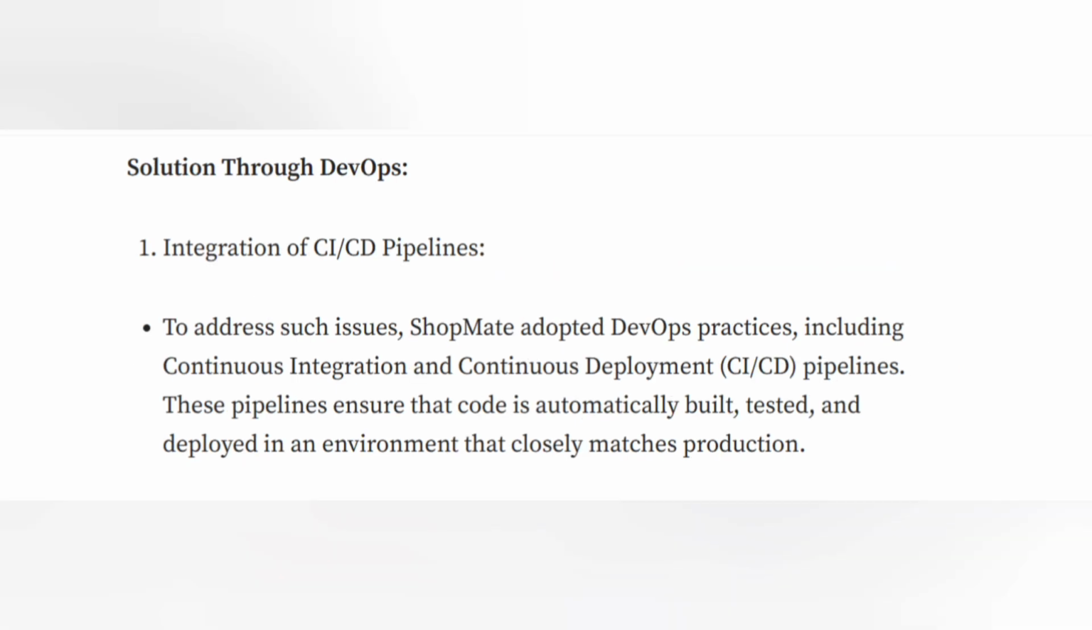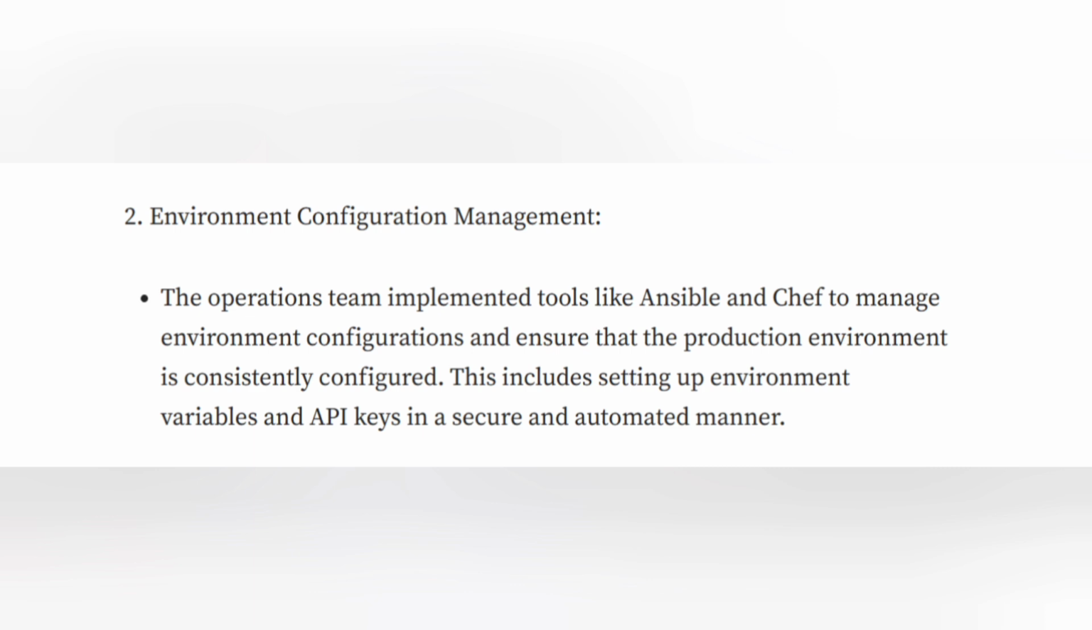The first point is integrating a CI/CD pipeline. To address such an issue, ShopMate adopted DevOps practices including continuous integration and continuous deployment pipelines. These pipelines ensure that the code is automatically built, tested, and deployed in an environment that closely matches the production environment. The second point would be environment configuration management. The operations team implemented tools like Ansible and Chef to manage environment configurations and ensure that the production environment is consistently configured. This includes setting up the environment variables and the API keys in a secure and automated manner.